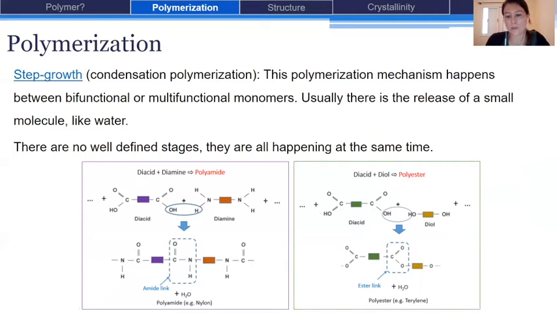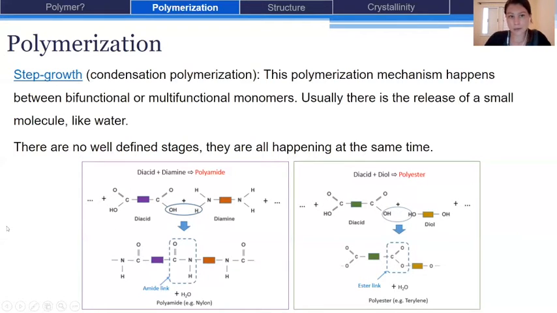On the example on the right part, we have another reaction. We have a monomer, which is a diacid, that contains two carboxylic acids, with another monomer, which is a diol, so it possesses two alcohol groups. And there is a chemical reaction between the carboxylic acid and the alcohol groups to create an ester link, an ester bond. And during this reaction, there is also the release of a small molecule of water. So in that case, we obtain a polyester.